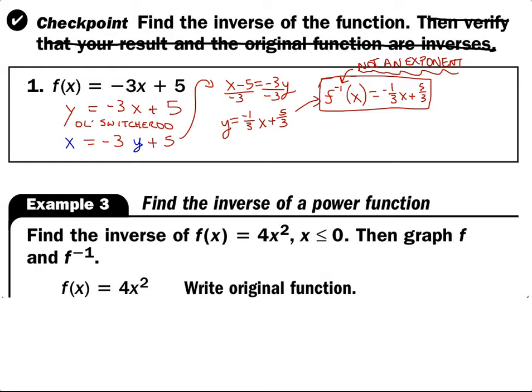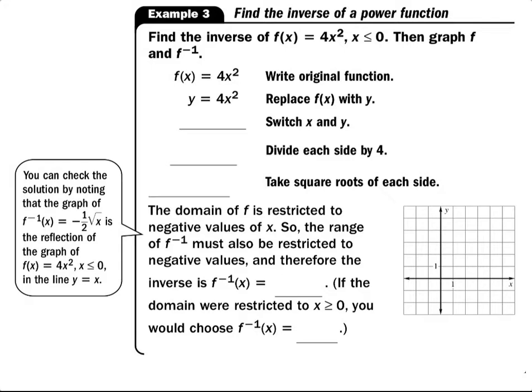On the screen you currently see the beginning of example 3, but I've got a slightly better layout for us here. There we go. It says find the inverse of f of x equals 4x squared, where x is less than or equal to 0, then graph f and f inverse. Okay, so here we go. Let's just do the algebra piece first. I'm going to bring it back to the graph because there's a thing that's going to happen. It's going to look a little bit confusing.